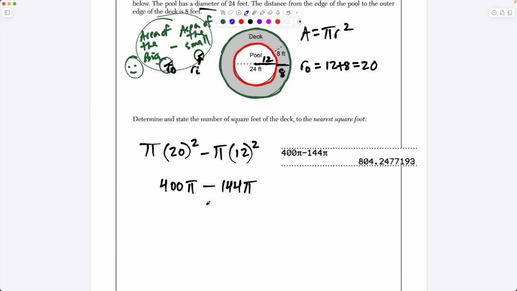So we'll just write our final answer at the end to the nearest whole number. Notice we have a 4 in the ones place. To the right in the tenths place is a 2. So we're rounding down to 804. The units would be square feet, but once again, we don't have to write them. We could just write the number at the end, so 804.